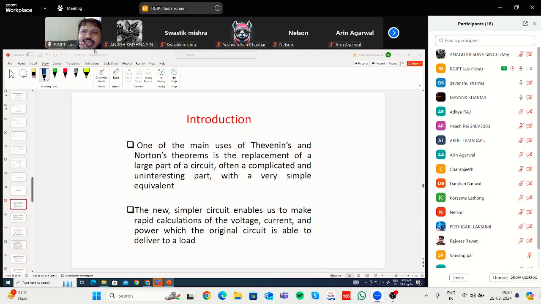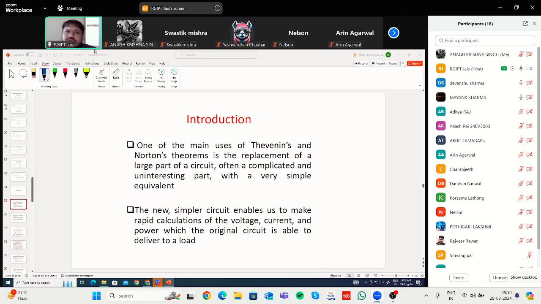So the main aim of these two theorems, they can be used interchangeably. Thevenin's and Norton's. If you know Thevenin's, you can simply use the source transformation and get into Norton's. If you know Norton's, you can simply use source transformation and get into Thevenin's. So these two are very interrelated.